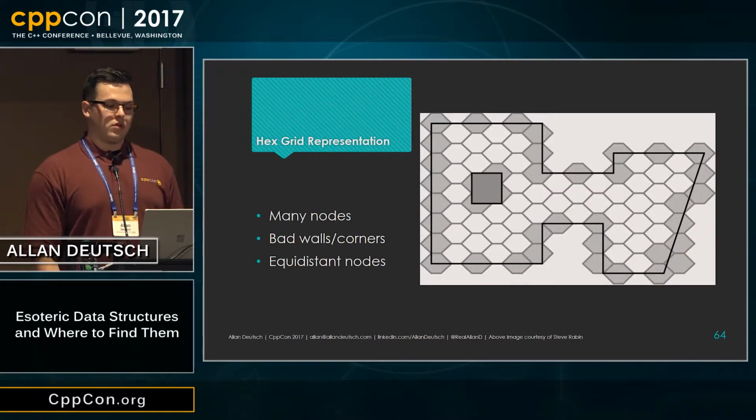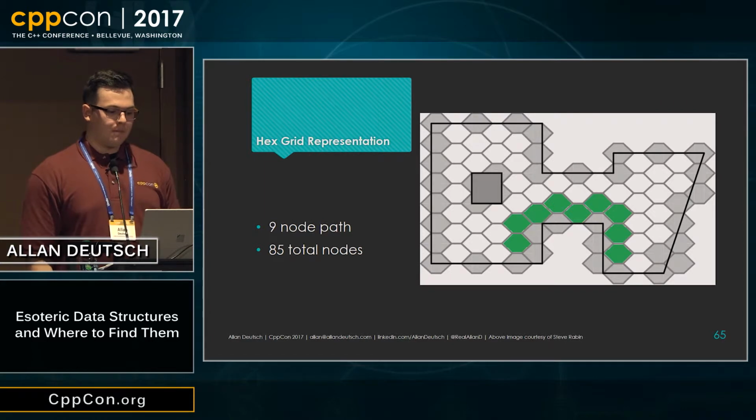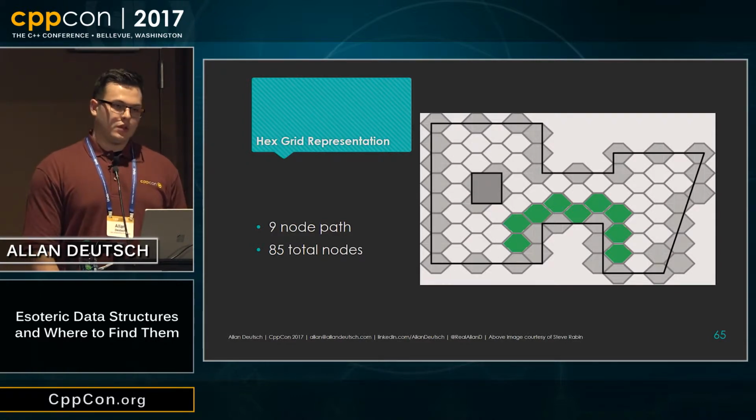So if we look at a hex grid representation, there's also a lot of nodes, and it doesn't handle the walls and corners very well. But at least this one has equidistant nodes. So even if you're moving diagonally or whatever, the cost for moving from one node to the next is equal. But it also has some issues with not perfectly representing the search space. So if we run that same search again, we can find that 9 nodes are used, which is a lot better than before. And 85 total nodes is also quite a bit better. But I still think that we can do better.